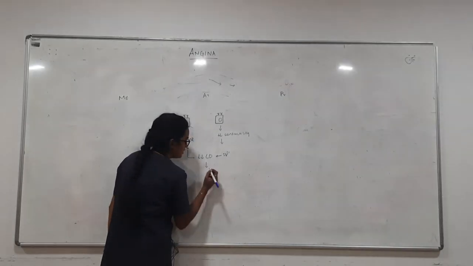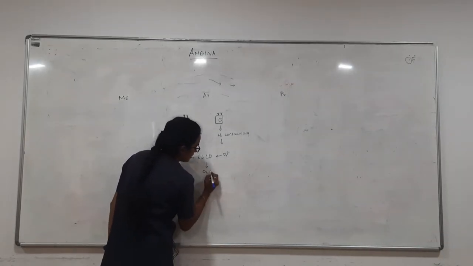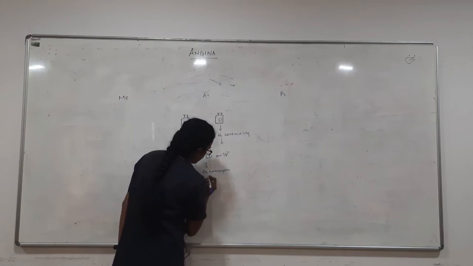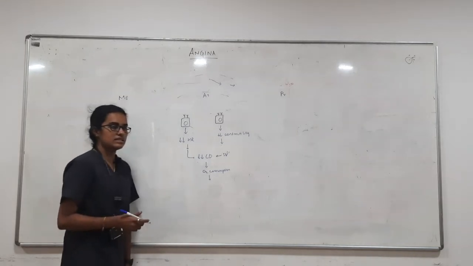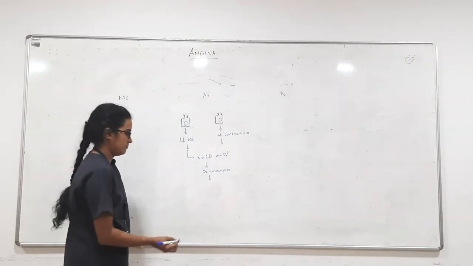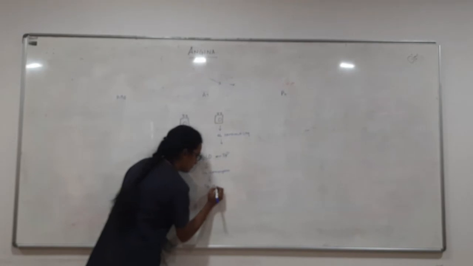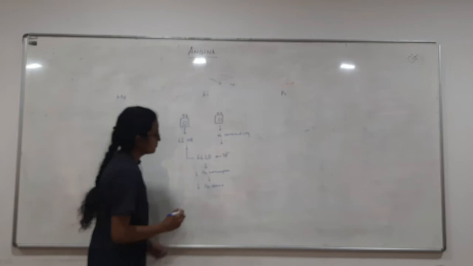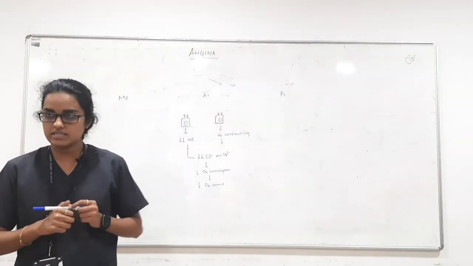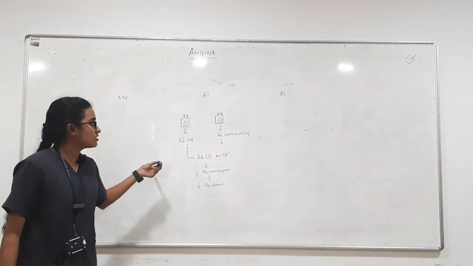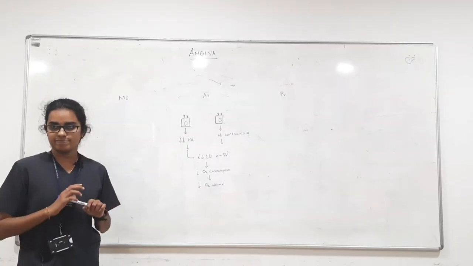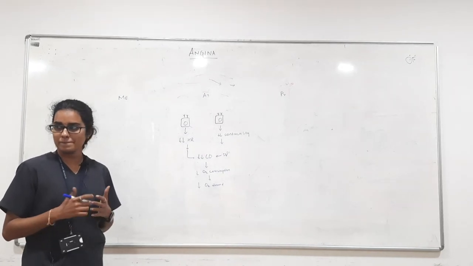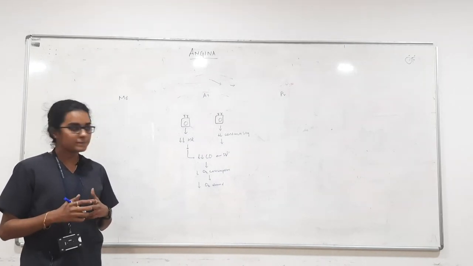So when cardiac output decreases, the oxygen consumption is also decreased. When oxygen consumption is decreased, then oxygen demand also decreases. So this is how beta blockers work in this case. But can you say what is the drawback of giving beta blockers? Think a little here.